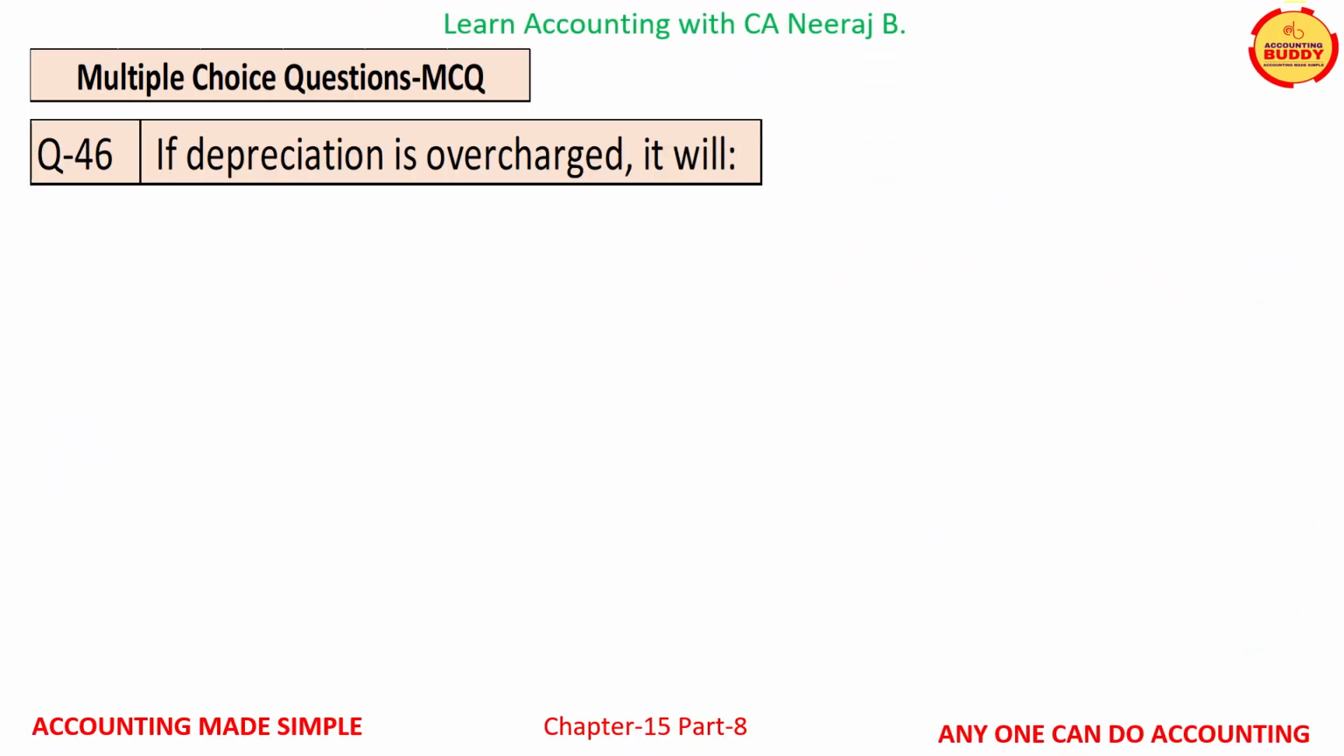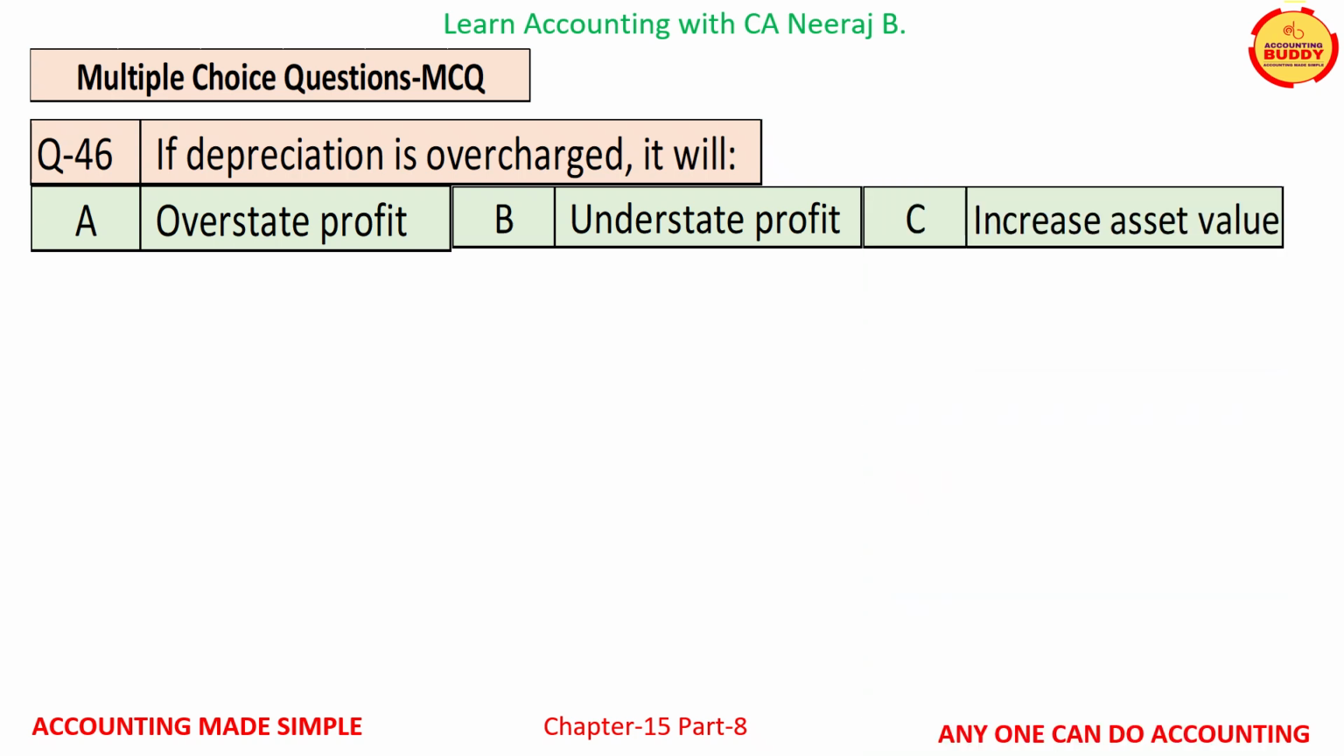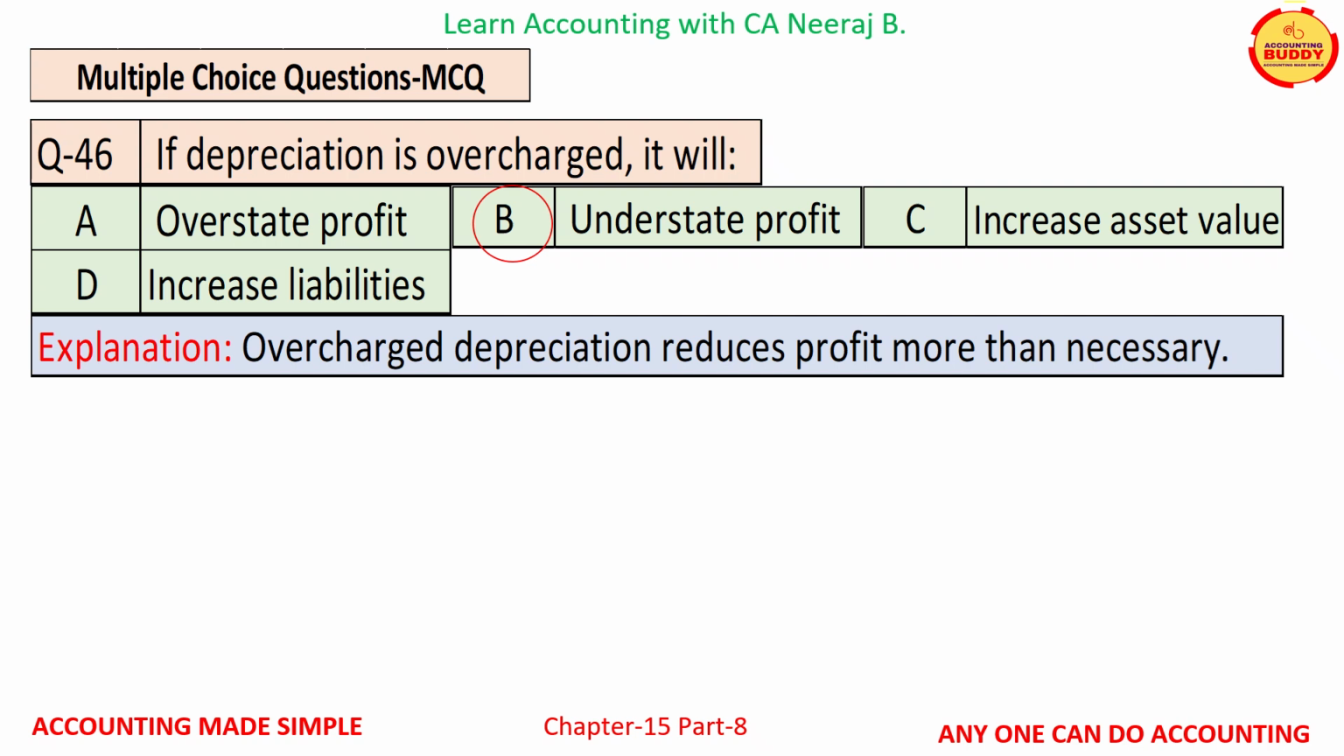Question number 46 is, if depreciation is overcharged, it will, and the available options are option A overstate profit, option B understate profit, option C increase asset value, option D increase liabilities. And the correct answer is option B understate profit. Overcharged depreciation reduces profit more than necessary.